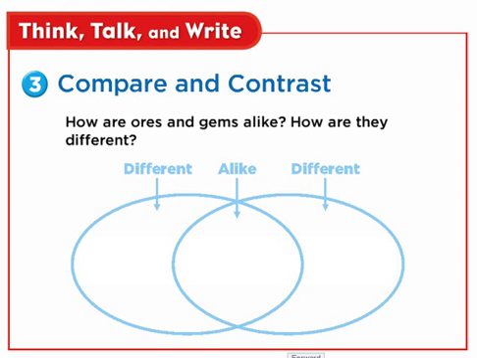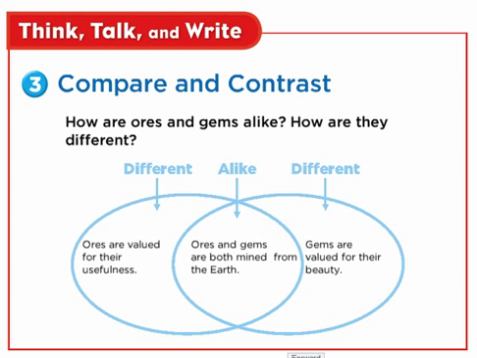How are ores and gems alike? How are they different? Ores are valued for their usefulness. Gems are valued for their beauty. Ores and gems are both mined from the earth.